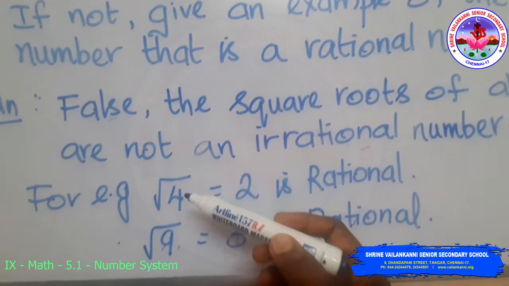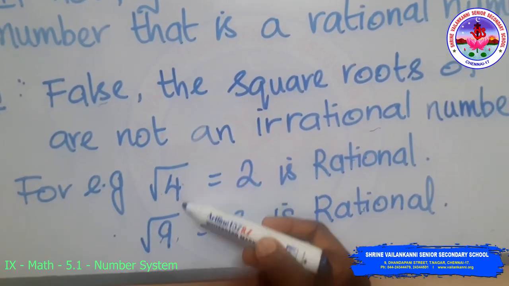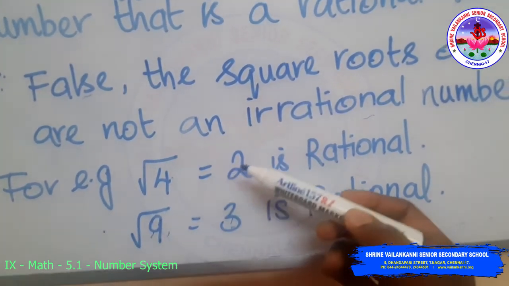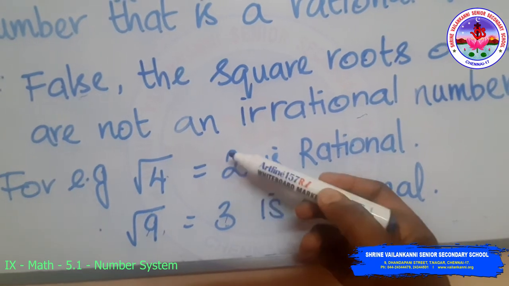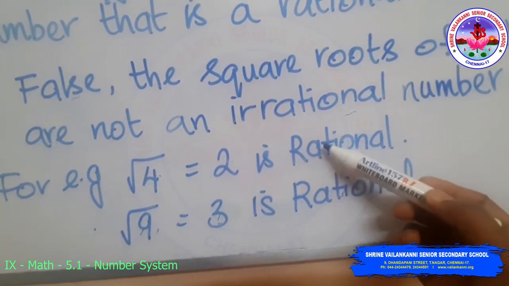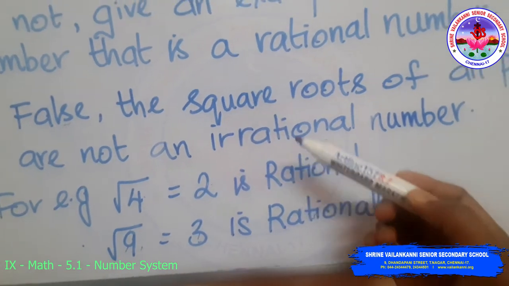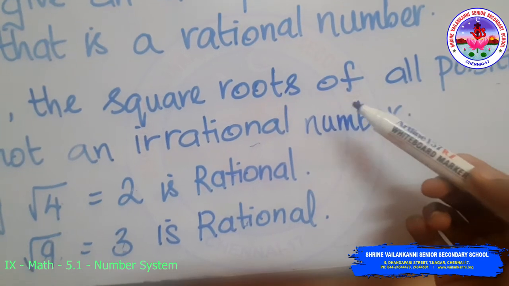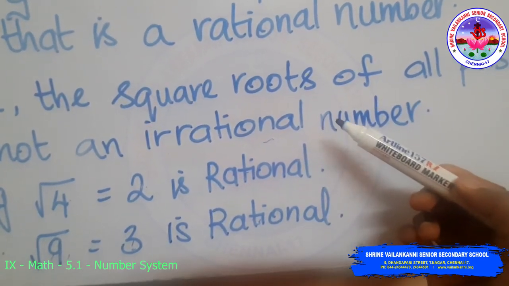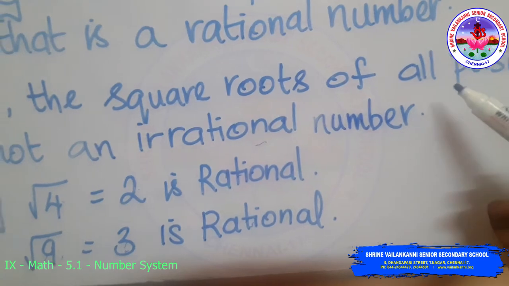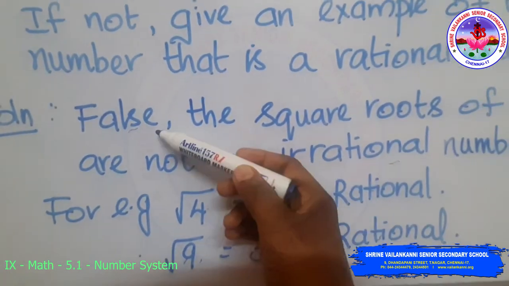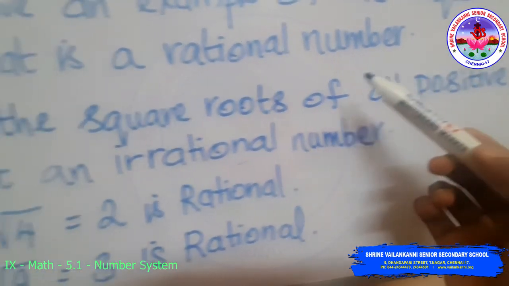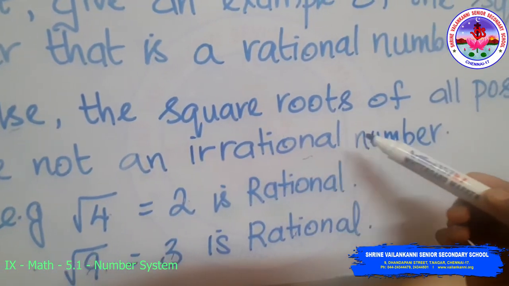For example, if I take the positive integers 4 and 9, and if we take the square root of 4 and the square root of 9, I will get 2 and 3. 2 and 3 are rational numbers. So I can say that the square root of some positive integers can be an irrational number, but not for all positive integers. Hence, my statement is false. Therefore, the square root of all positive integers cannot be irrational.